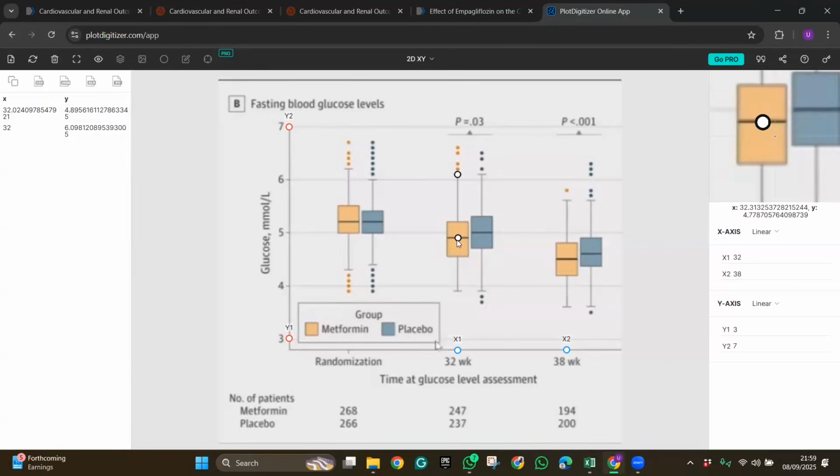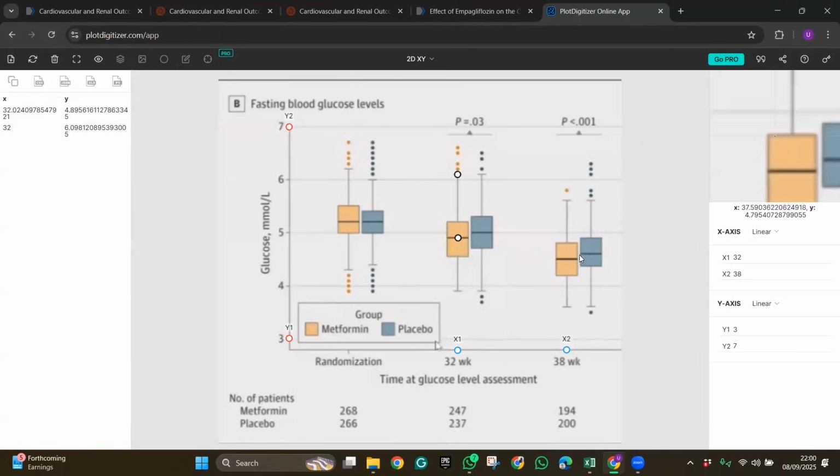And how do I find that? I'm going to subtract the mean value from the upper limit. How do I find the upper limit? I'm going to click on the upper limit at exact 32, because I clicked the mean value at 32. Then I subtract this 4.8, the y-axis value for the mean, from the upper limit. The value which I'll get will be my standard deviation. I'll show you guys another example.